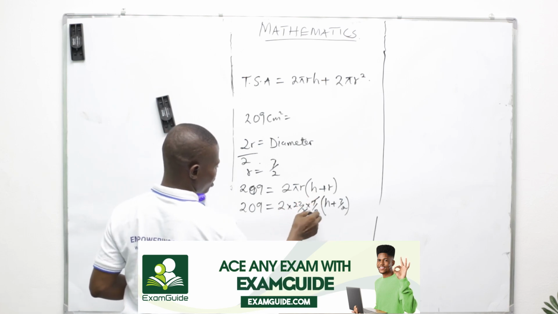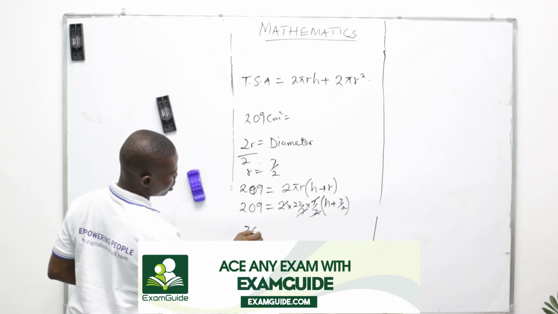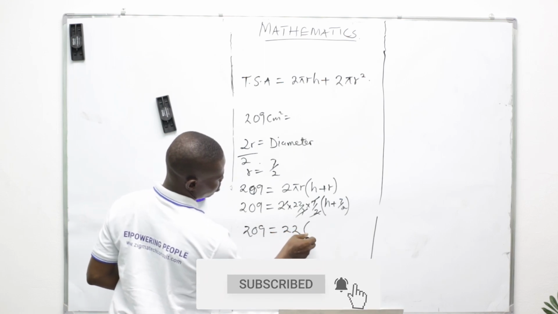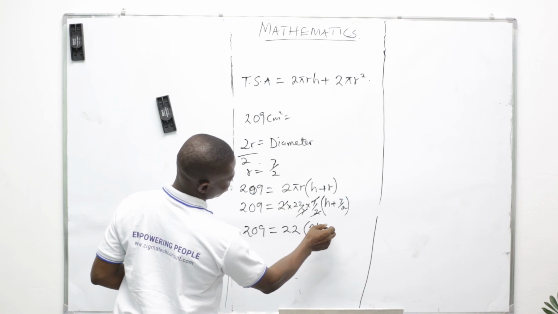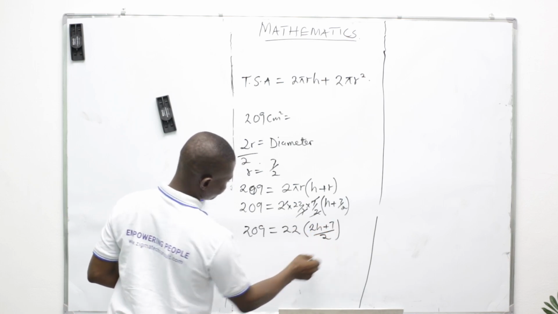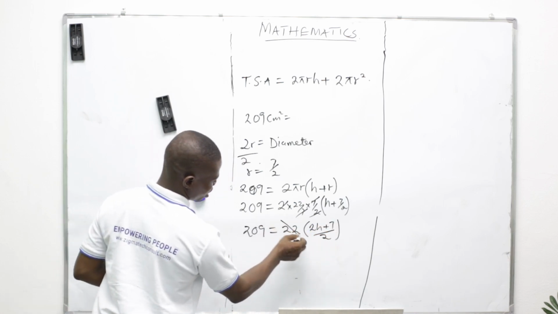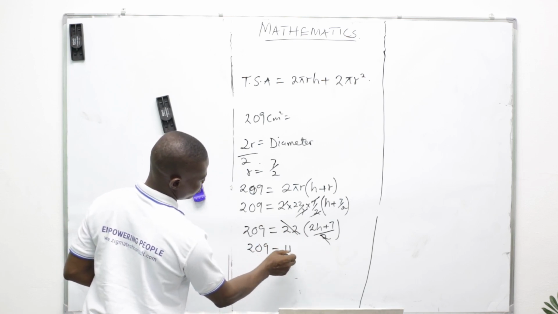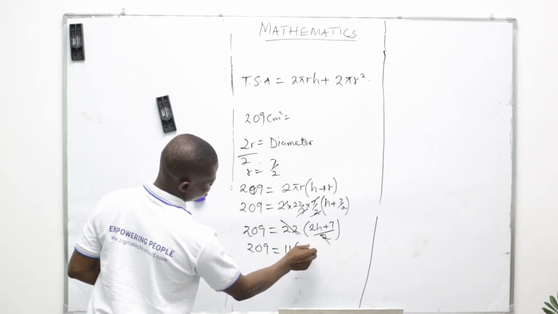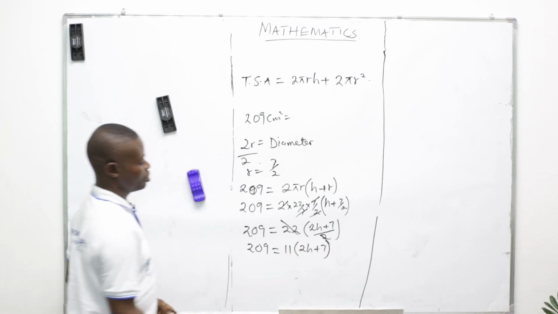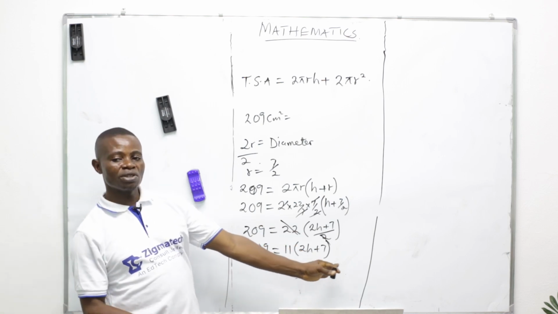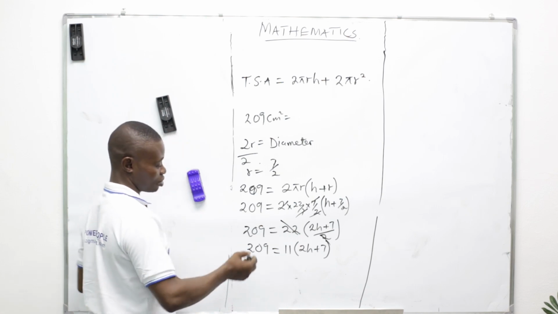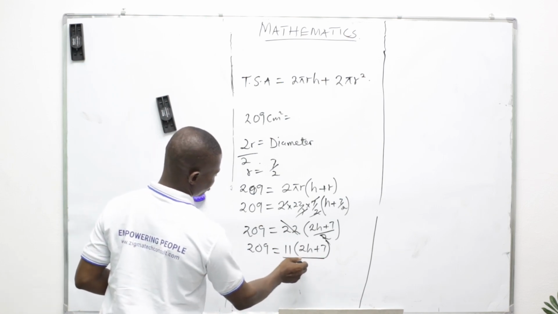7 here, 7 here, 2 here, 2 here. 209 equals 22 into 2h plus 7 all over 2. This can cancel. 209 equals 11 bracket 2h plus 7. Now, if you decide to make 2h plus 7 subject of the formula, when you do this, it means you are dividing both sides by what? 11.